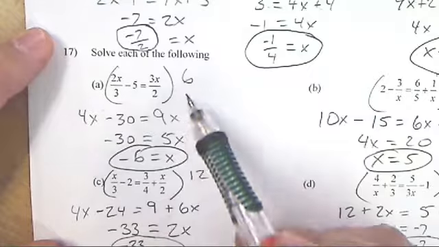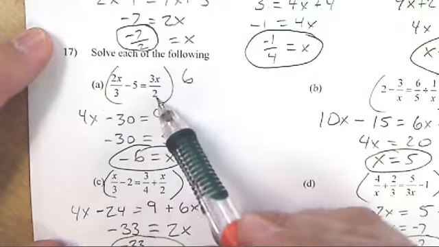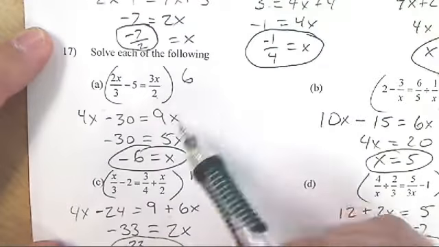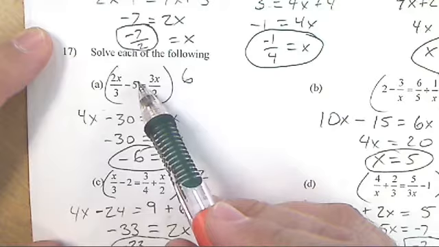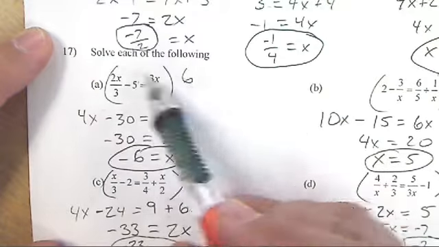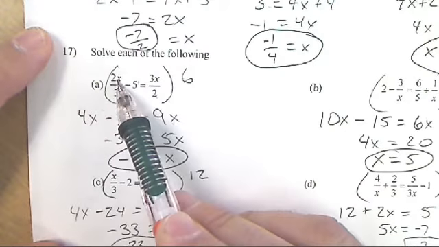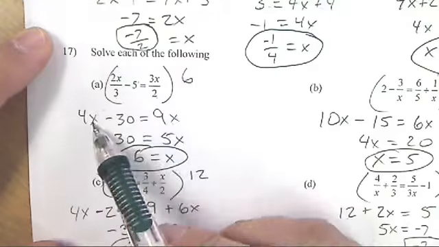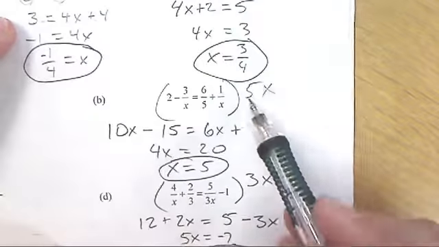Multiply by 6 gets rid of the fractions. 18x divided by 2 is 9x. 5 times 6 is 30. 6 times 2x is 12x. Divided by 3 is 4x. Then solve the equation.